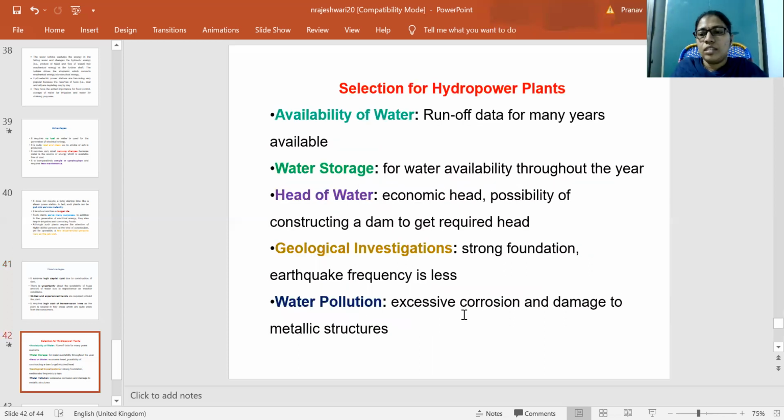And coming to the selection of hydroelectric power plants, the selection is mainly dependent on some factors. First is the availability of water. Runoff data for many years should be available, because only if water is available will this hydro power plant work. And next is water storage.